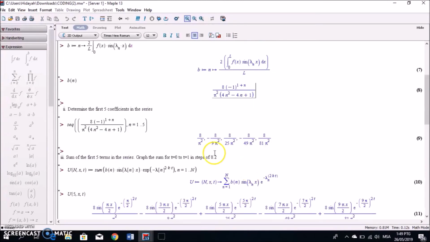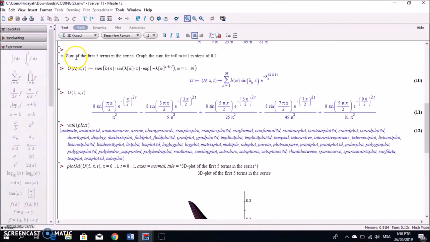For question 2, we have to determine the first 5 coefficients in the series. So, we let n equal 1 to 5. Then, we can find the sequence by using Maple. Question number 3, we have to find the sum of the first 5 terms in the series and then graph the sum.